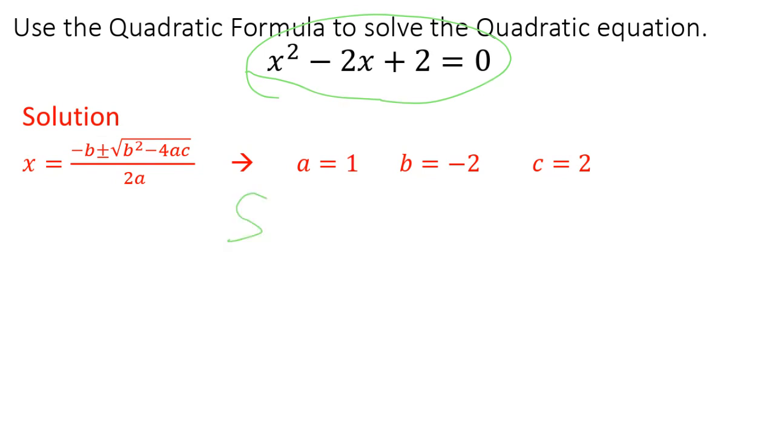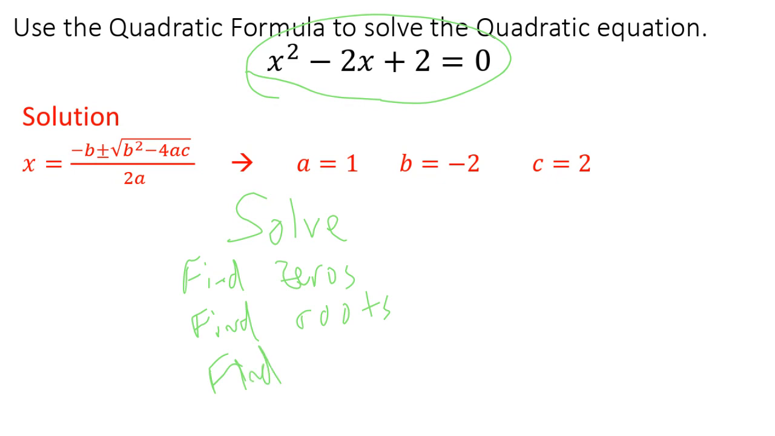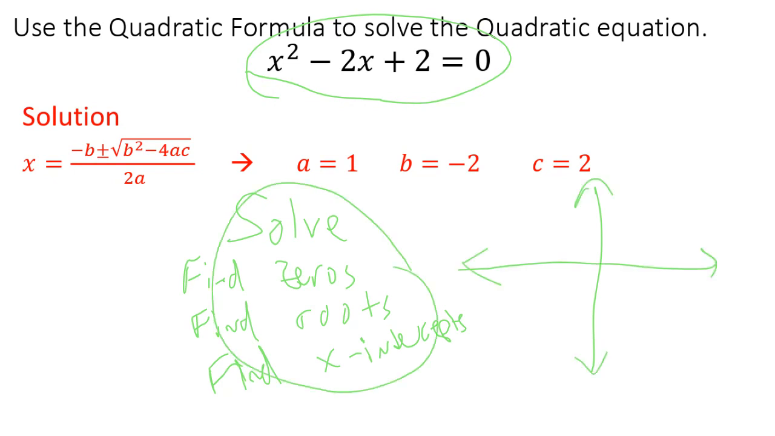Let me just write here. So when you see a problem that says solve, find the zeros, find the roots, or find the x-intercepts. All they're asking us to do is one, these all mean the same thing, okay? It means what are these x-intercepts? What are the points where the graph crosses the x-axis?